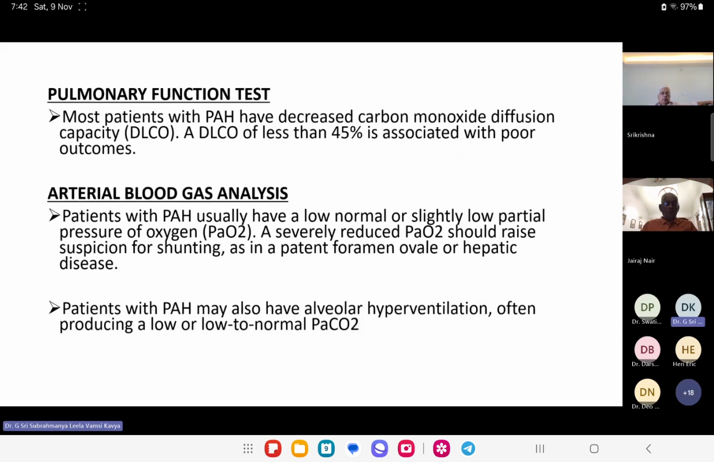Pulmonary function tests. Most patients with pulmonary arterial hypertension have decreased carbon monoxide diffusion capacity. A DLCO of less than 45% is associated with poor outcomes. Arterial blood gas analysis. Patients with PAH usually have a low normal or slightly low partial pressure of oxygen. A severely reduced PO2 should raise suspicion for shunting, as in a patient with patent foramen ovale or hepatic disease. Patients with PAH may also have alveolar hyperventilation, often producing a low to normal PCO2.